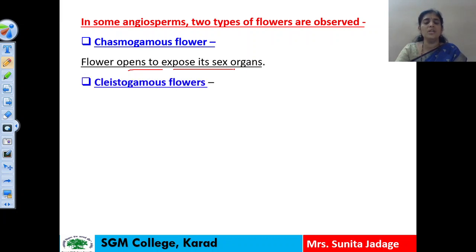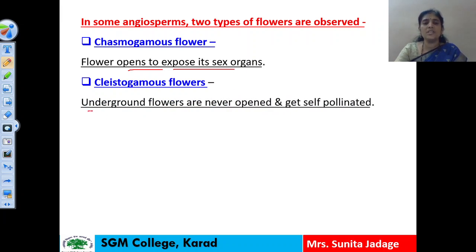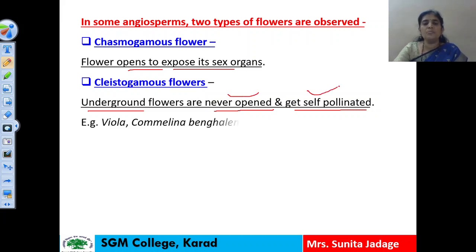And the second type of flower is known as cleistogamous flowers. These are special types of flowers which are present underground, and these never open, and hence they get self-pollinated. Means inside the ground, the flowers are produced in some plants which never open, and they get self-pollinated. For example, Viola plant and Commelina bengalensis plant. Both of these plants show two types of flowers. The flowers above the ground are chasmogamous, and the flowers underground are cleistogamous flowers.